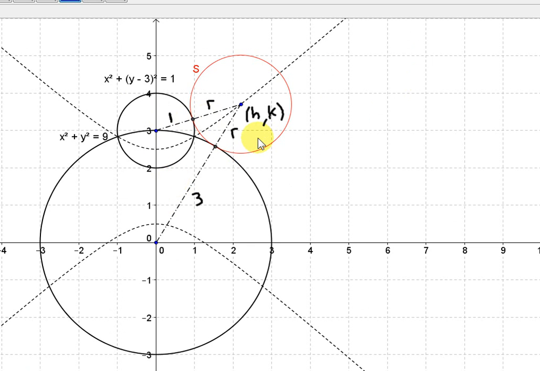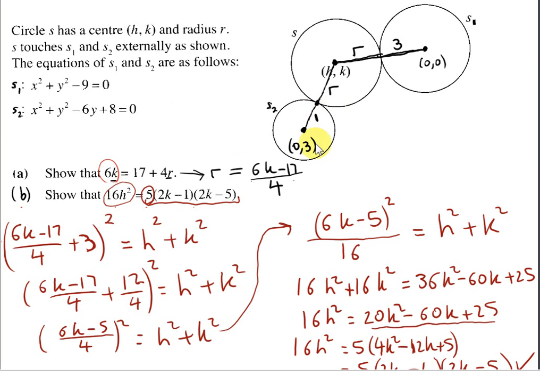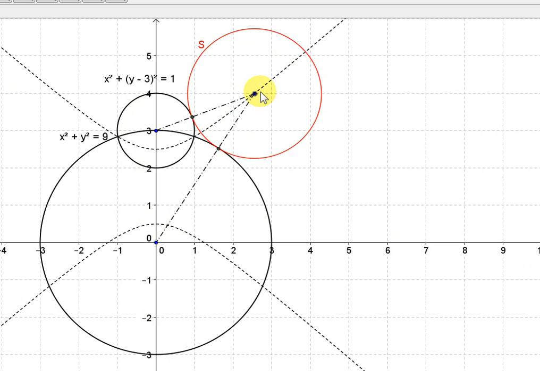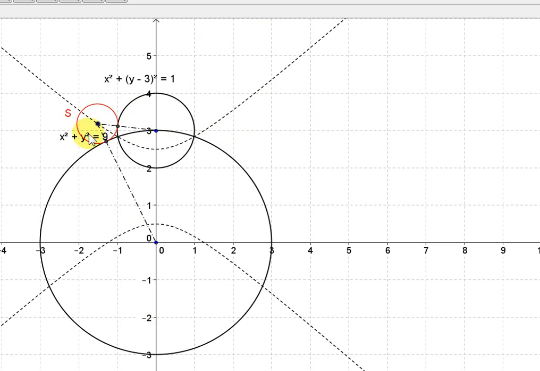So here's circle S. Circle S2 has radius 1. This circle here is S2, and this one here is S1. It has radius 3. The radius of S is R, and R varies, of course. Also the center (h, k) varies. So the center of S can be anywhere on this curve, well, except where the circles overlap.